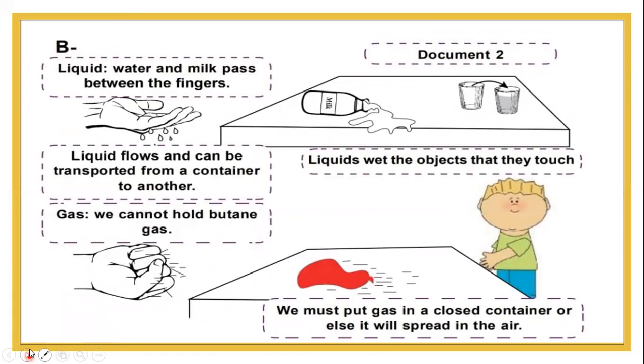Liquids, water and milk, pass between the fingers. When we try to hold water and milk, which are liquids, they will pass between our fingers. Liquid flows and can be transported from one container to another. If we have water inside a bottle, we can flow it into a glass.